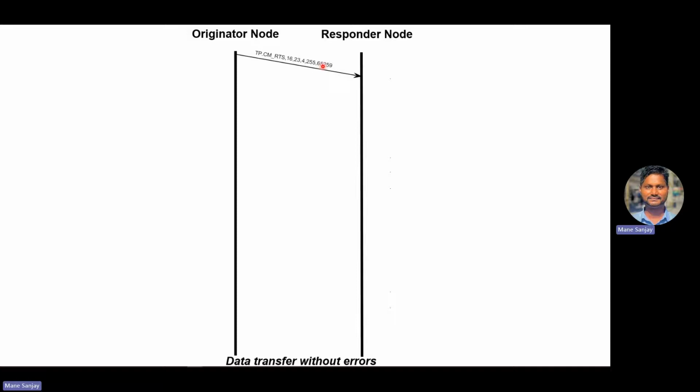And this is the PGN associated with that packeted message. All this information is sent by the originator node. Now, what will the responder node do? Let's see what will happen next. So here the connection is initialized.